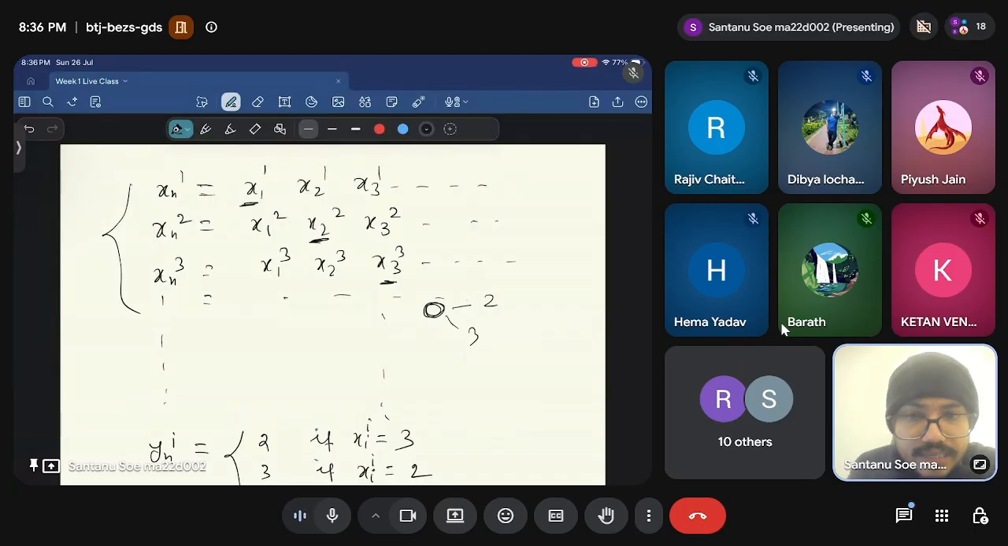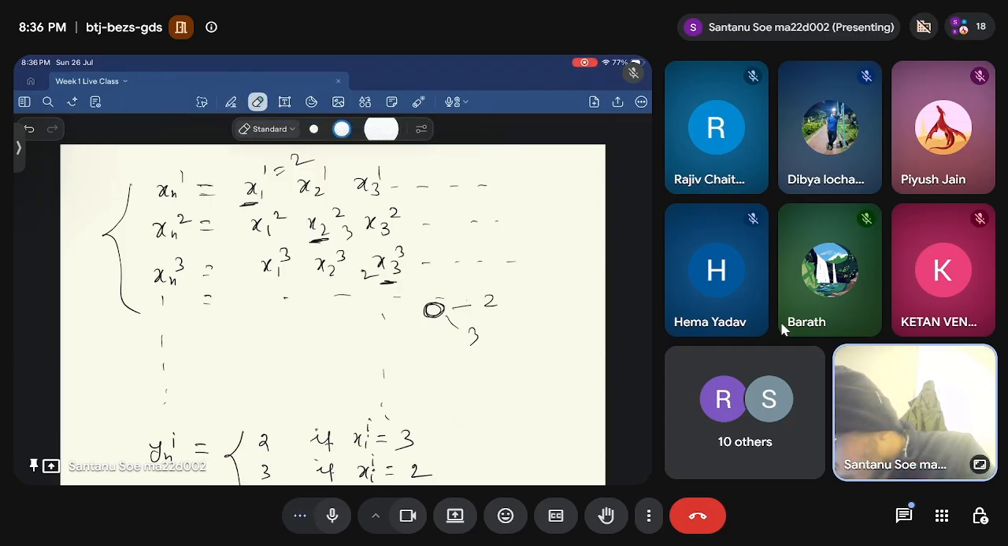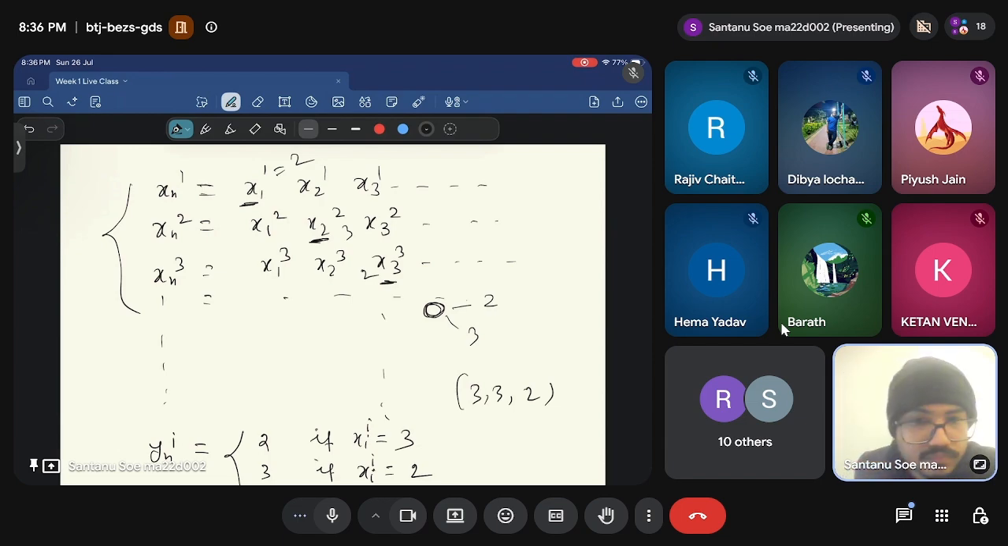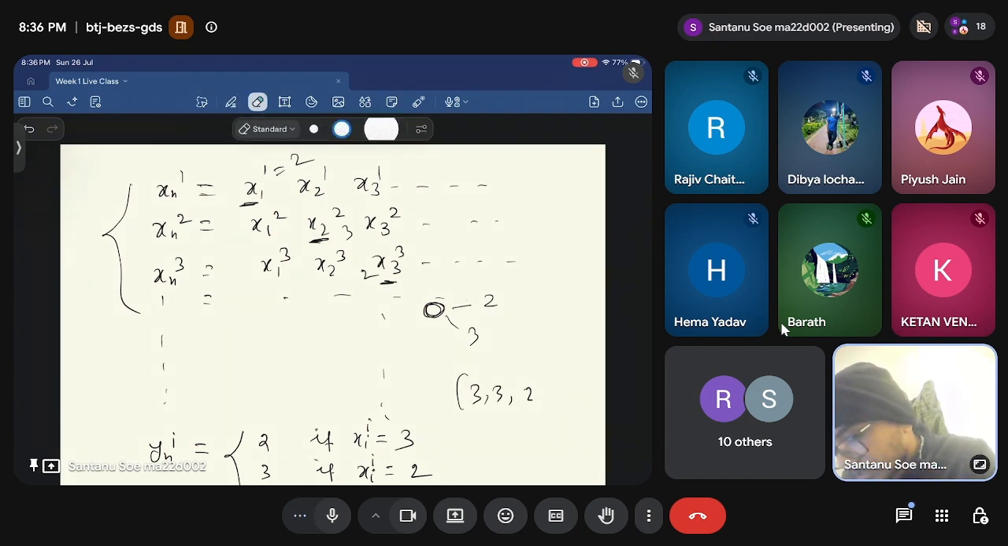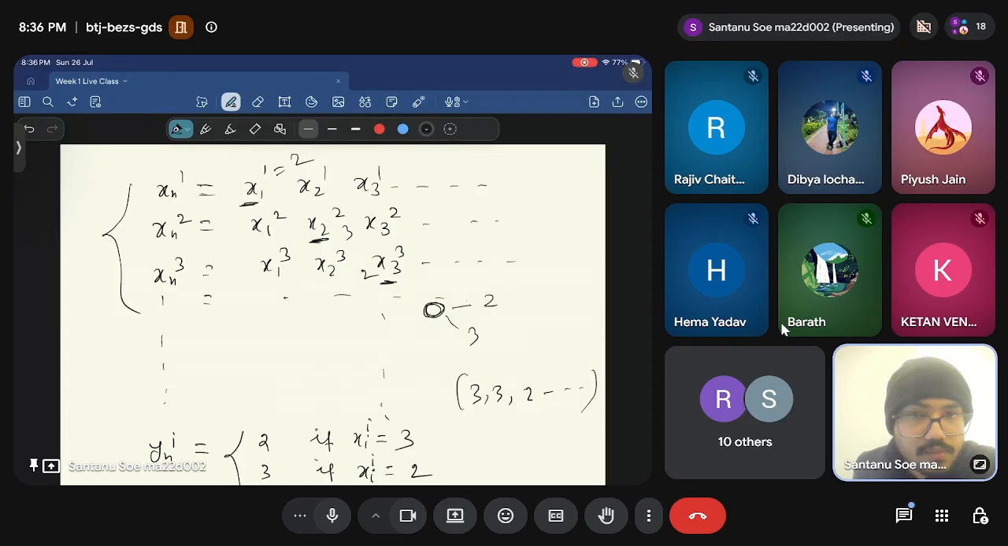Similarly, for the second element x2 of 2, if it is 3, you take 2. If it is 2, you take 3. So for example, if the first element is 2, the second is 3, and the third is again 2, then the first 3 elements of the sequence yn of i will look like 3 2 3. Okay, and then obviously it will go on like this. So we take 2 as 3, 3 as 2, and again 2 as 3, and so on.